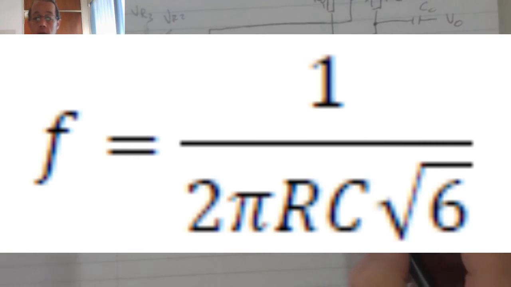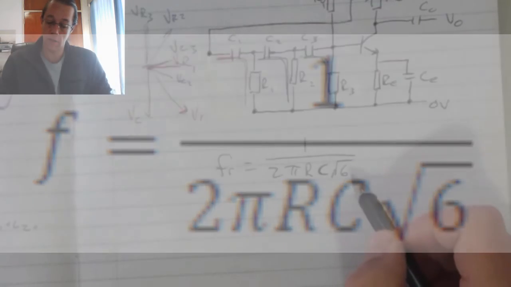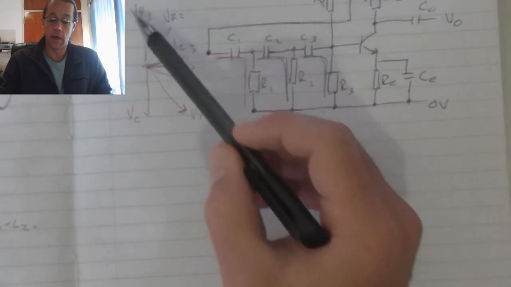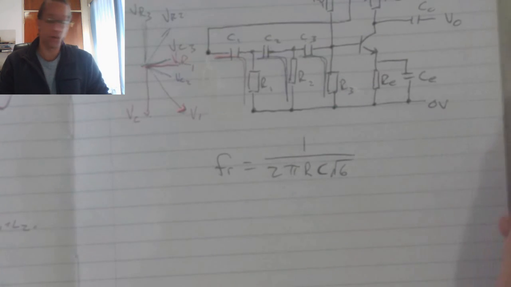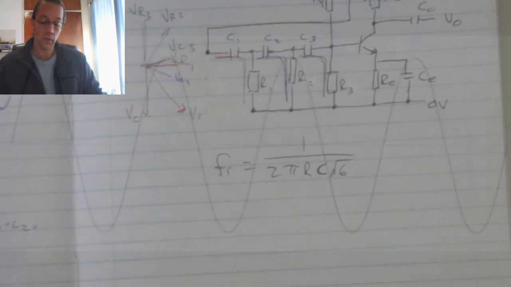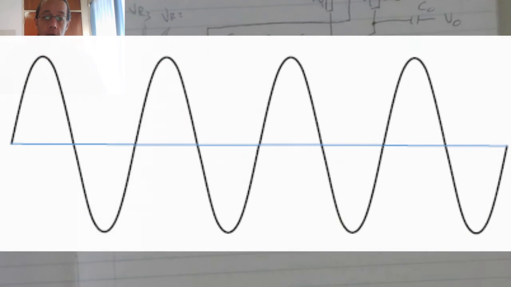Typically we use 6 components, 3 resistors and 3 capacitors, to obtain a 180 degree phase shift for the biasing of the transistor. The signal that's generated is a normal sine wave.